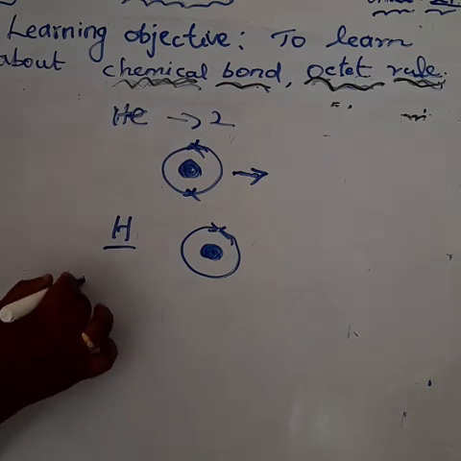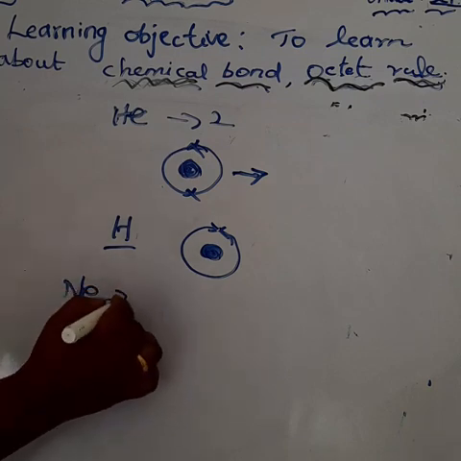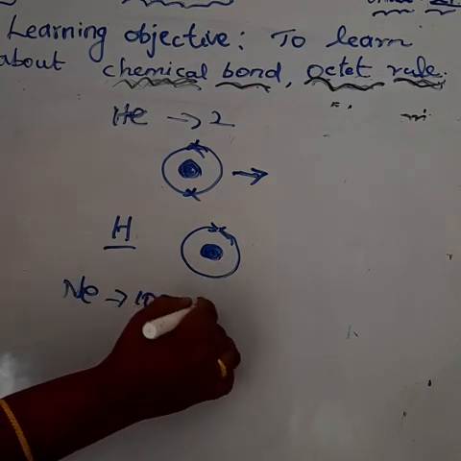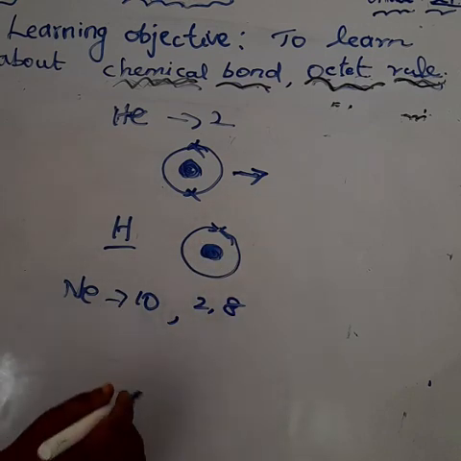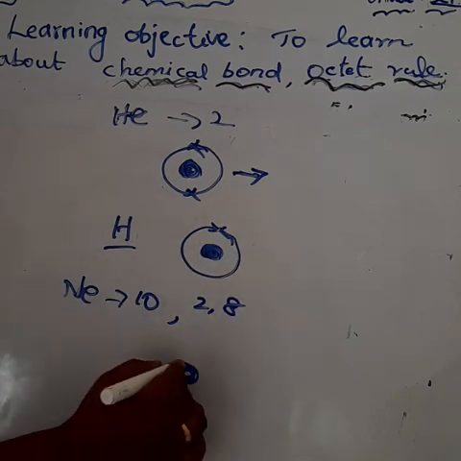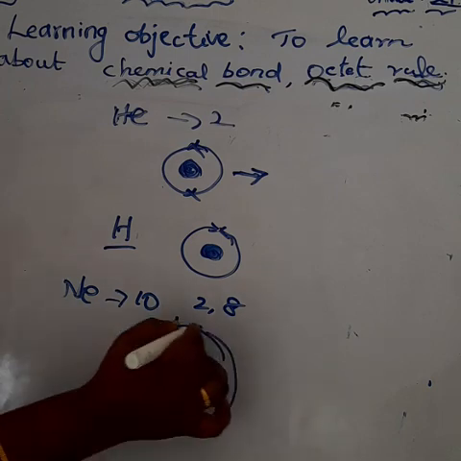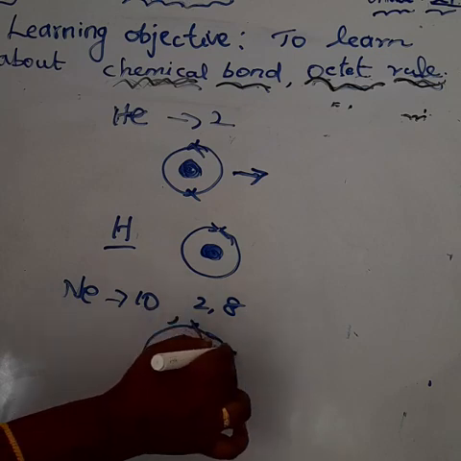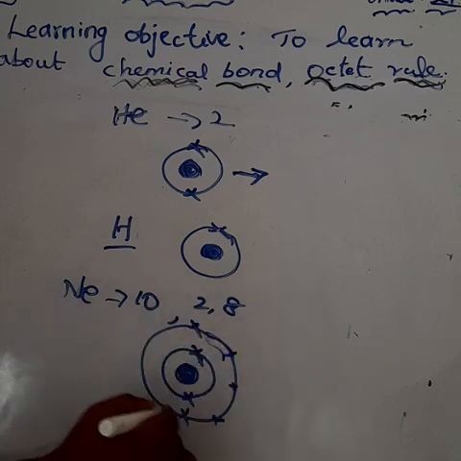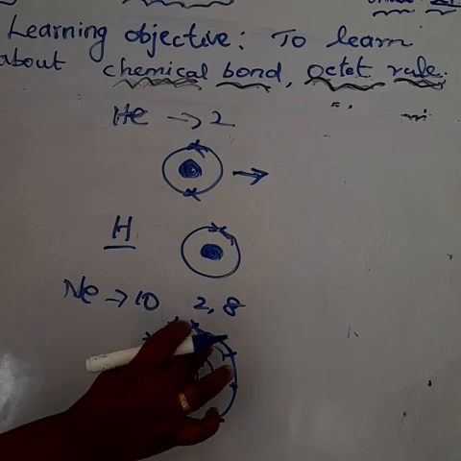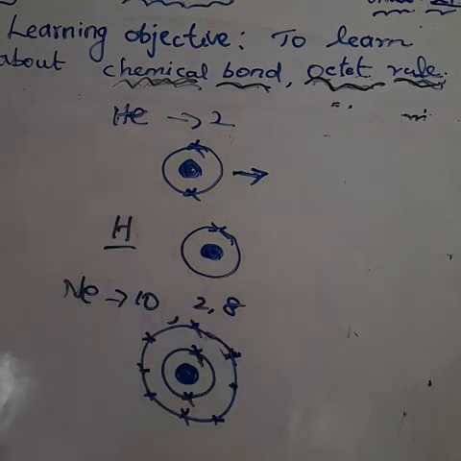Another example, neon. Neon has atomic number 10, electronic configuration 2, 8. So in neon, the first orbit has 2 electrons and the second orbit has 8 electrons: 1, 2, 3, 4, 5, 6, 7, 8. It has 8 electrons in the outermost orbit, so there is no need to lose, gain, or share electrons with any other atom. So it is always stable.